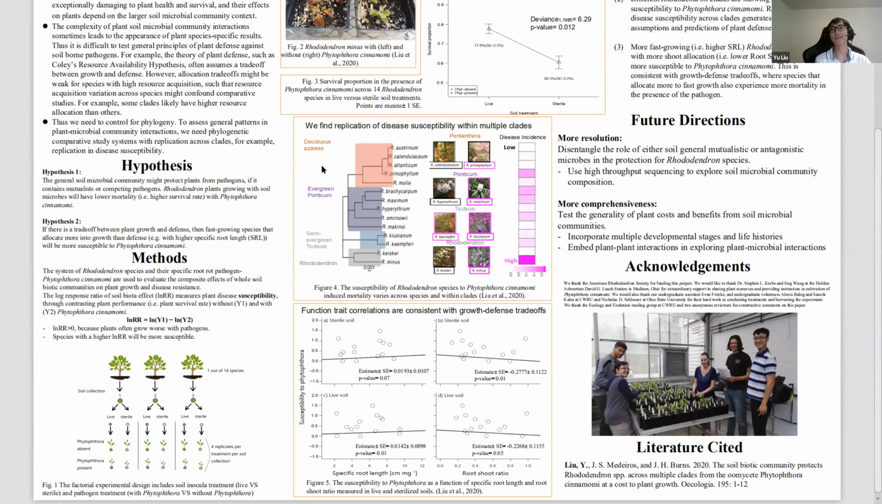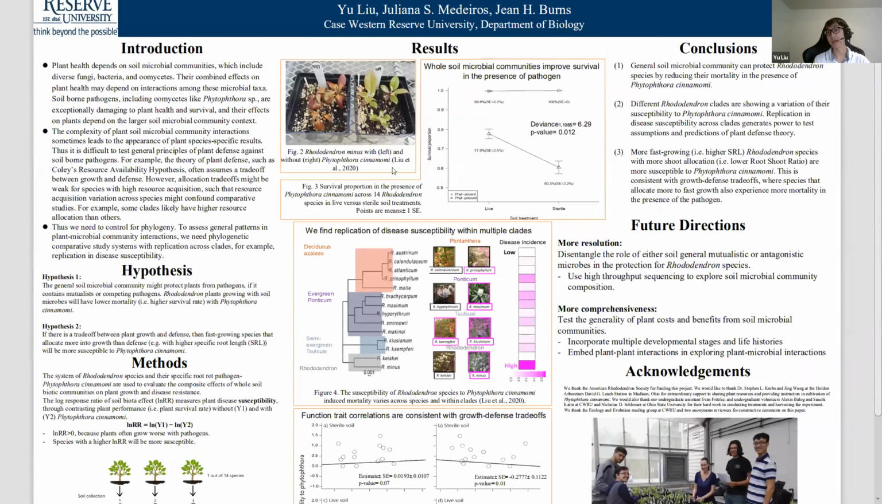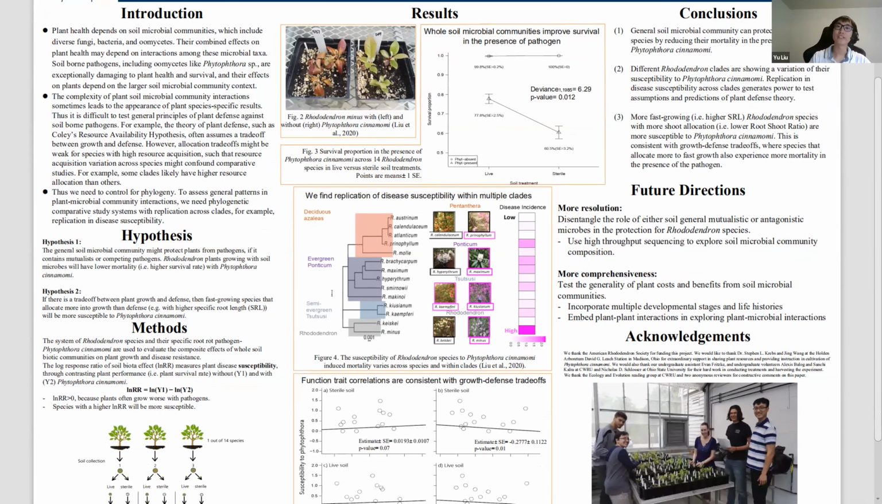Figure 2 is a photo of the rhododendron with and without the Phytophthora cinnamomi. So we can see from the photo that the infected rhododendron species will have some above ground symptoms like wilted leaves or wilted stems. And figure 3 shows that the soil microbial communities can greatly improve the survival of the rhododendron species in the presence of the pathogen. Figure 4 shows the phylogeny of the 14 rhododendron species in our study.